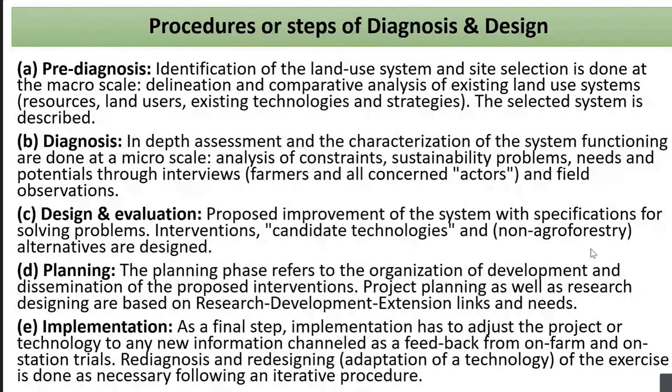Procedure for steps of diagnostic and design. First, pre-diagnostic. Second is the diagnostic. Third is the design and evaluation. The fourth is planning, and then implementation. First, pre-diagnosis is the planning stage. In this stage, identification of the land use system and site selection are done at the micro level and macro level, along with the delineation and comparative analysis of existing land use systems, that is, the land resources and technology.